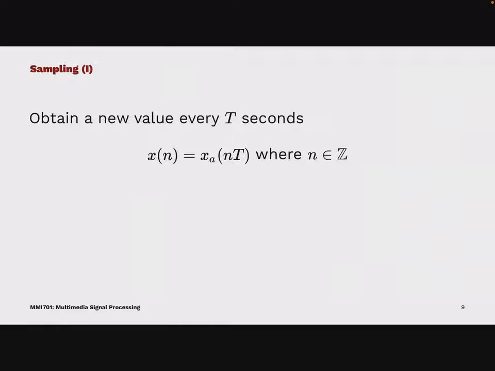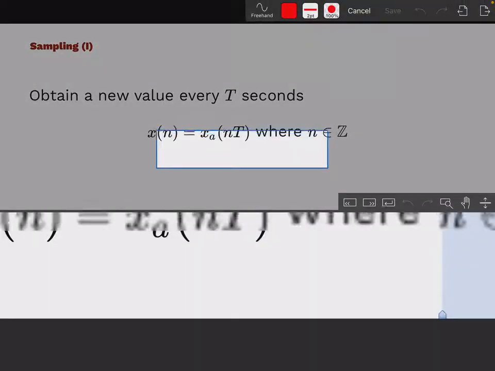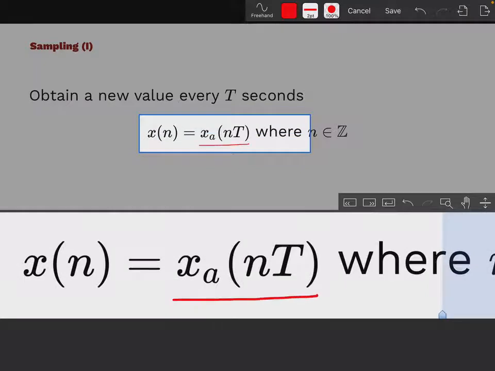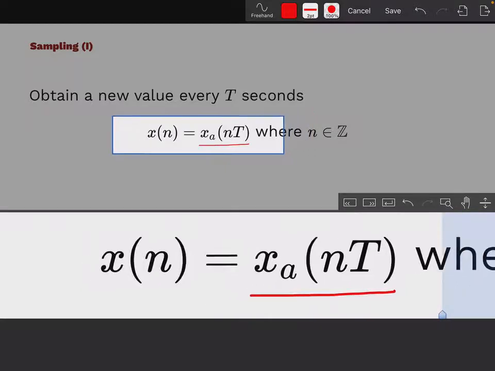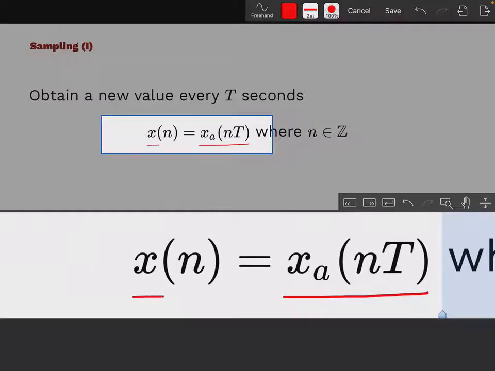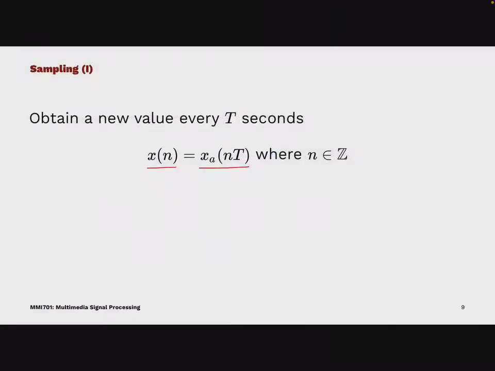Now, what do we do then? We have an analog signal. That is your speech, that is the temperature, etc. And we look at it every T seconds, and we record its value at those instances. So we have x analog, that's our signal, and we're looking at that signal at nT, and we're mapping those values to our discrete time signal, which is x of n. So that is called sampling.